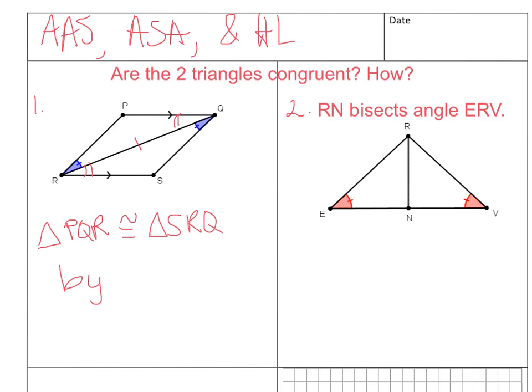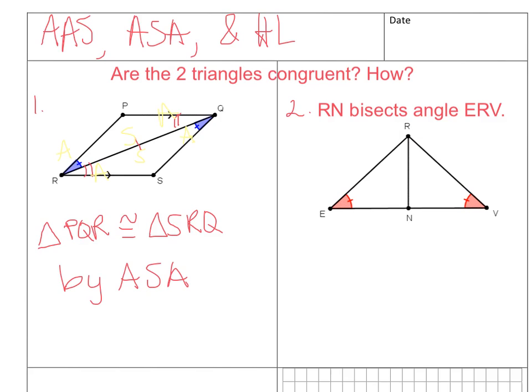Let's trace over what I've got so far. So far I have, on one triangle, an angle, a side, and then an angle. Let's verify with the other one. I have the blue angle, this side, and then this angle. So yeah, that is angle, side, angle.